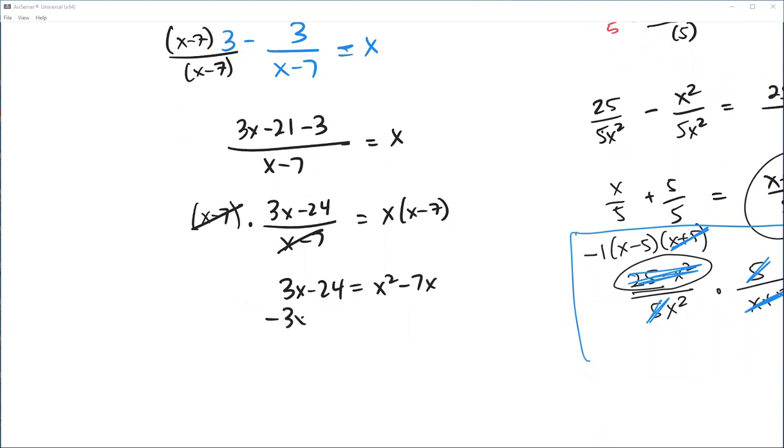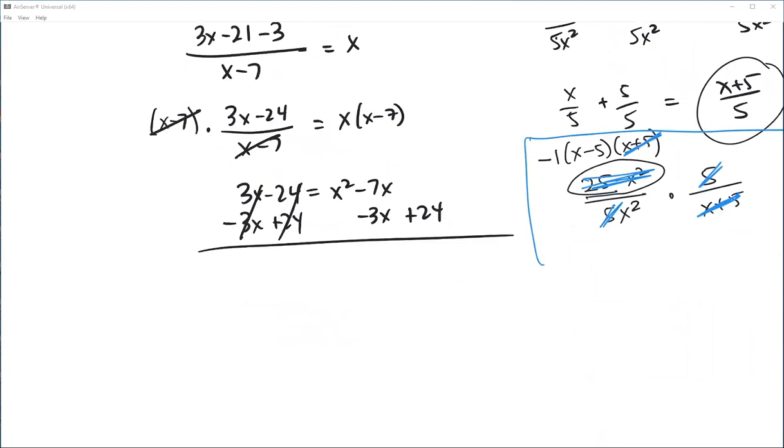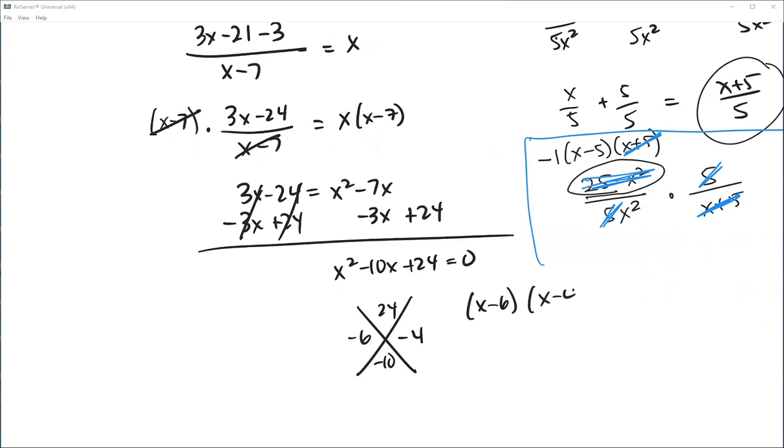Subtract the 3x to both sides. Add the 24 to both sides. Why am I doing that? Because again, I want a quadratic, right? And so you want to make it equal to 0. So it'd be x squared minus 10x plus 24 is equal to 0. X method here, 24 and -10. So it'll be -6 and -4. Right? So x minus 6, x minus 4. And so x is equal to 6 and x is equal to 4.